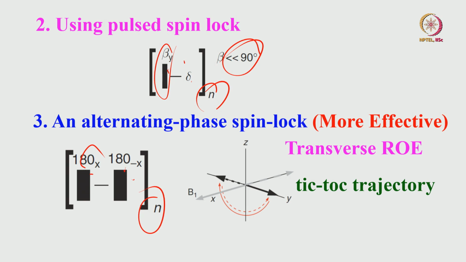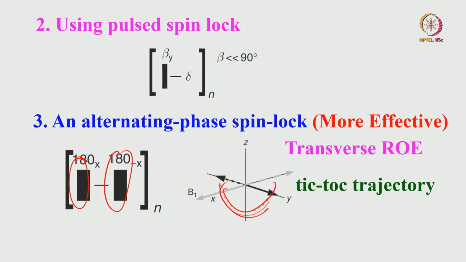Then what will happen? This is called a transverse ROE. What will happen once the magnetization is here? It goes here. And see, this will come here, this will come here. These magnetizations are opposite to each other, one is the source spin here and the other spin is here. They are opposite to each other on the plus y and minus y axis. They keep changing their positions. Once this comes here, this goes here. Every time you apply a 180 plus x pulse and a 180 minus x pulse, this trajectory keeps changing. This is called a tic-tac trajectory. You can make the spins follow a tic-tac trajectory. Then you are going to get what is called a transverse NOE.